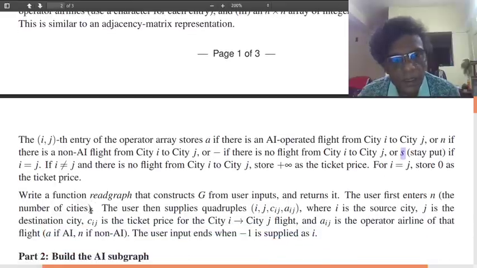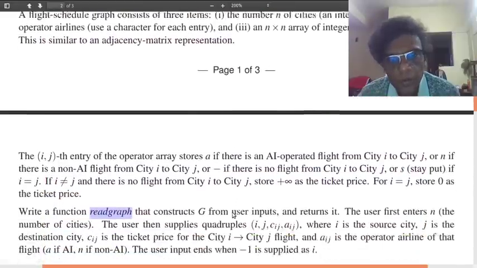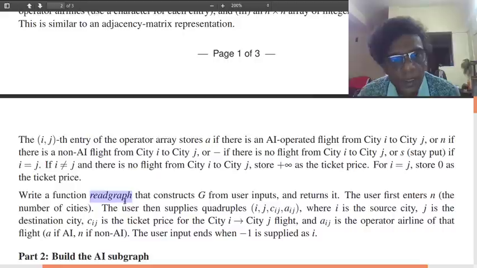If i equals j, store 0 as the ticket price. And like in the previous assignment, you write a function read graph to read the graph from user inputs. The user first enters n, then a set of quadruples: i, source city, destination city, the cost, and the type of airline, AI or non-AI, A or N. And whenever -1 is supplied as i, stop.